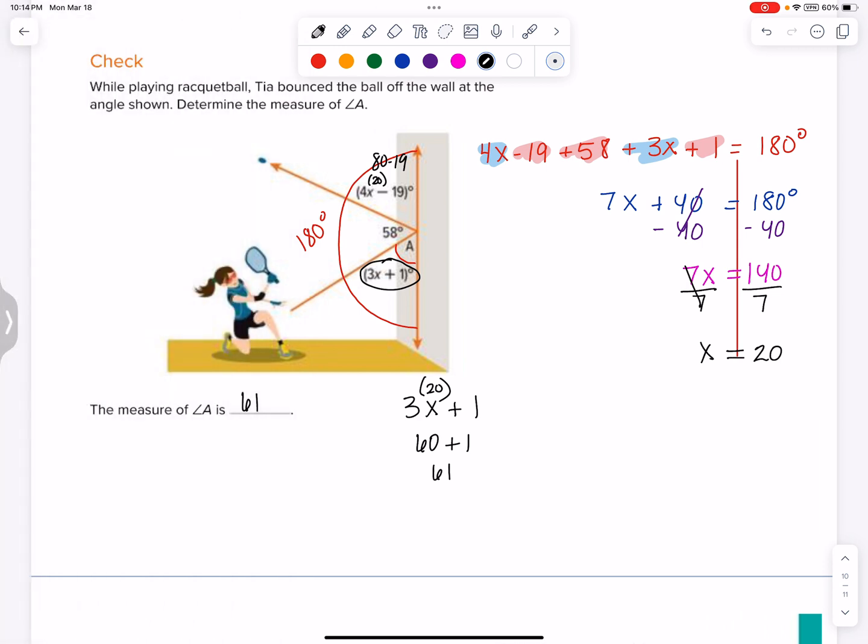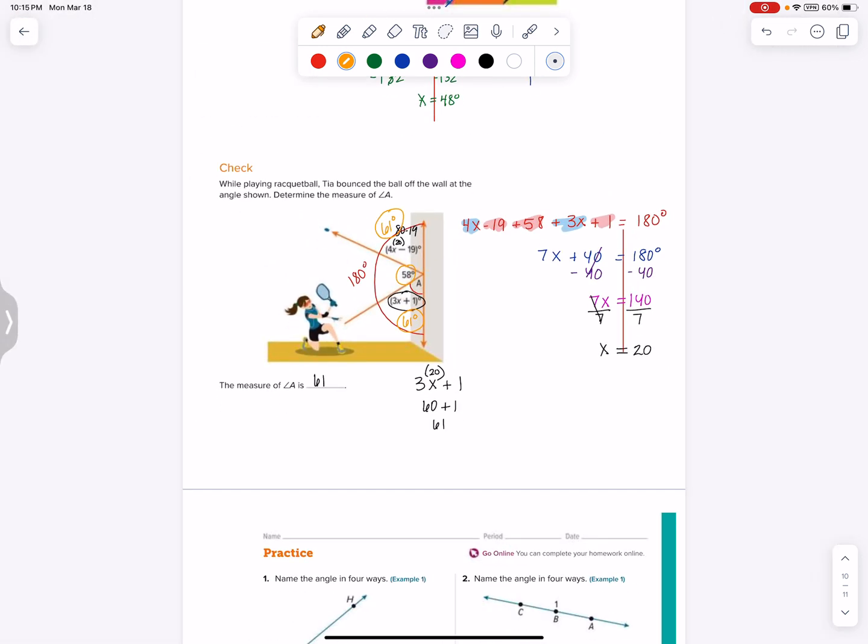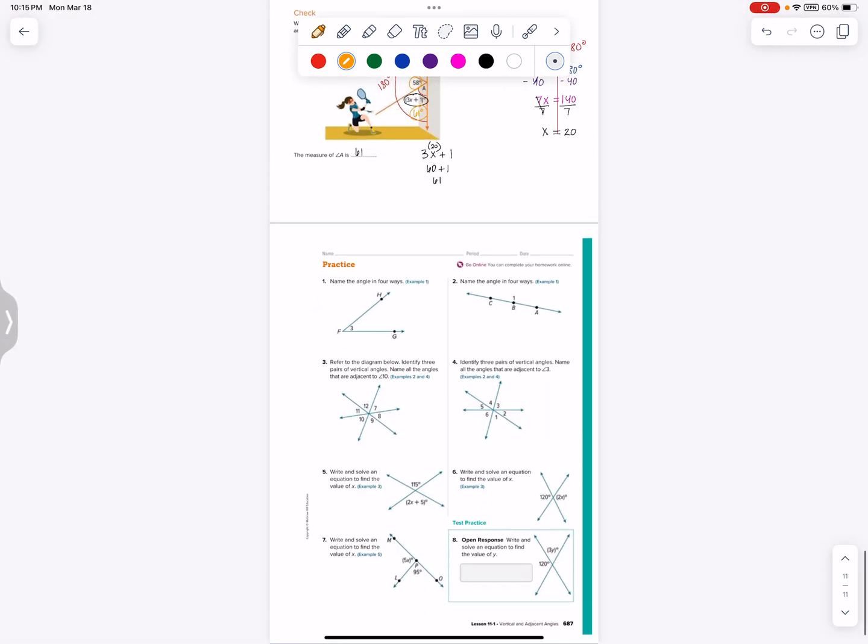So let's sort of see what we have here. I'll use orange. So we have 61 degrees here. We have 58 degrees here, and we said that we have 61 degrees here. Okay, and all that should add up to 180. So 61 plus 61 plus 58 is 180. So we are correct. All right, let's head to your homework.